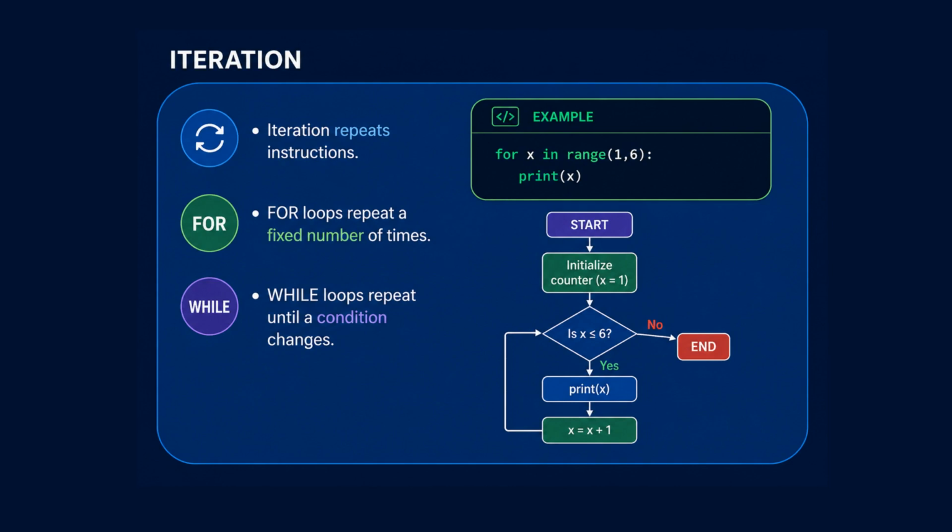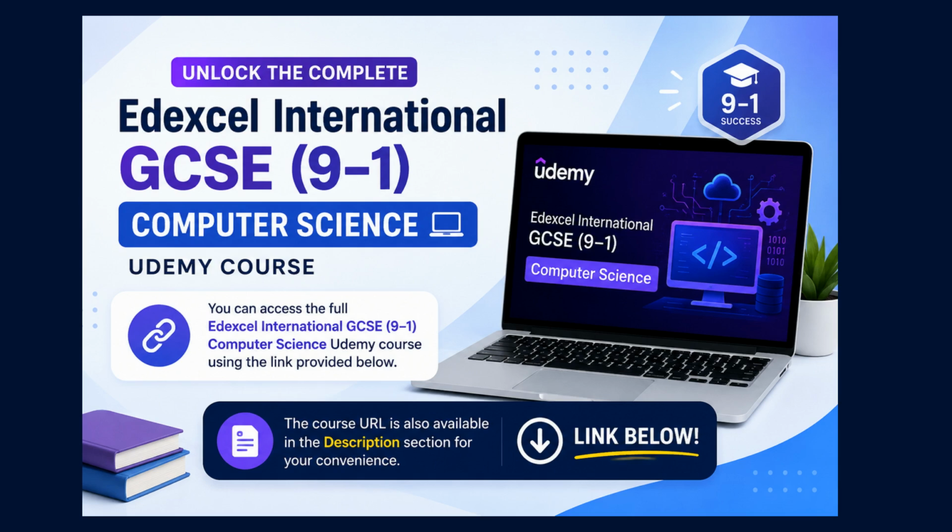The loop starts with the value 1, prints the value, increases it by 1, and continues until the condition becomes false. A while loop works differently. It keeps repeating as long as a condition remains true. The flowchart shows how the loop checks the condition each time before continuing. If the condition is true, the instructions repeat again. If the condition becomes false, the loop stops and the program ends.